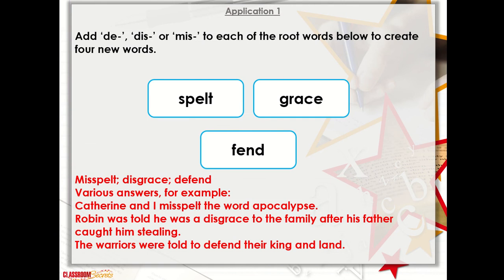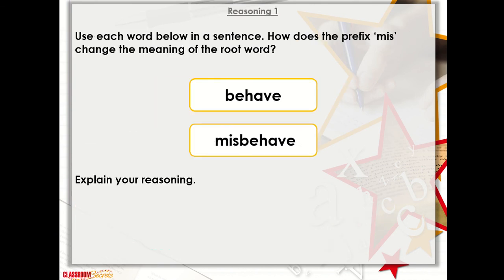Okay, so some examples here. Catherine and I misspelt the word apocalypse. Robin was told he was a disgrace to the family after his father caught him stealing. The warriors were told to defend their king and land. So that's an example of the first type of question you'll come across today.